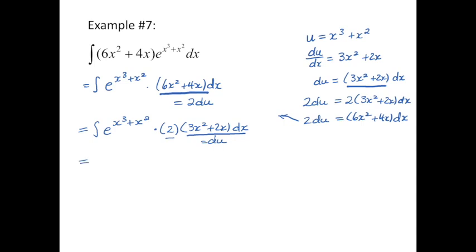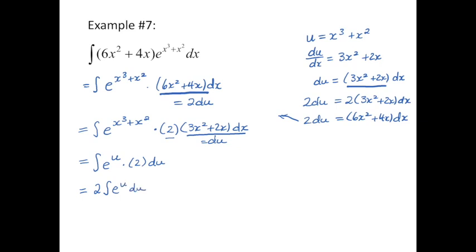We end up with the integral of e, and making the substitution for our exponent, e to the u, times 2 times du. So no matter which way we approach it, we end up at the same place. We end up with e to the u times 2 du. And then again, we can take that 2 out in front as a constant multiplier. So we have 2 times the integral of e to the u du.